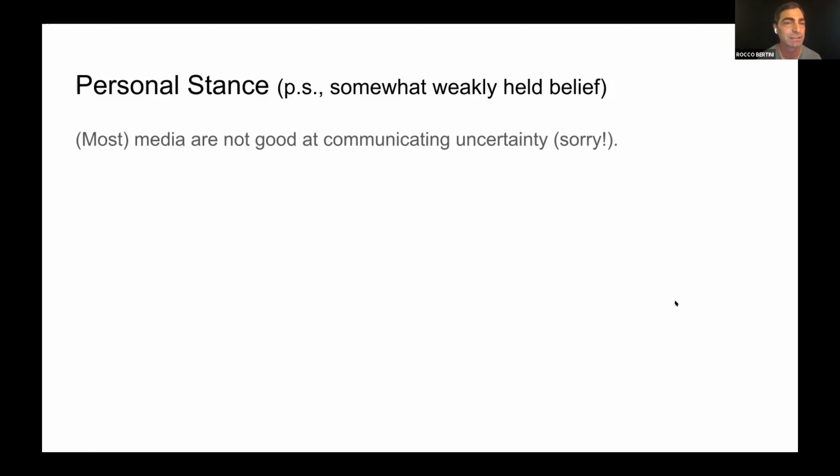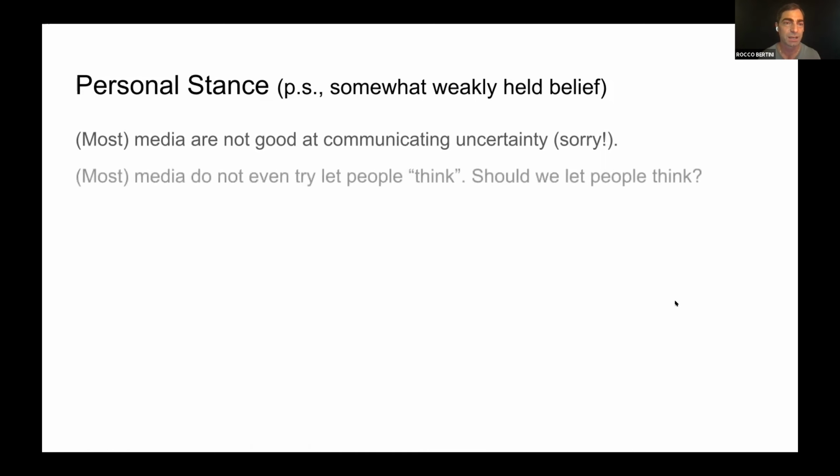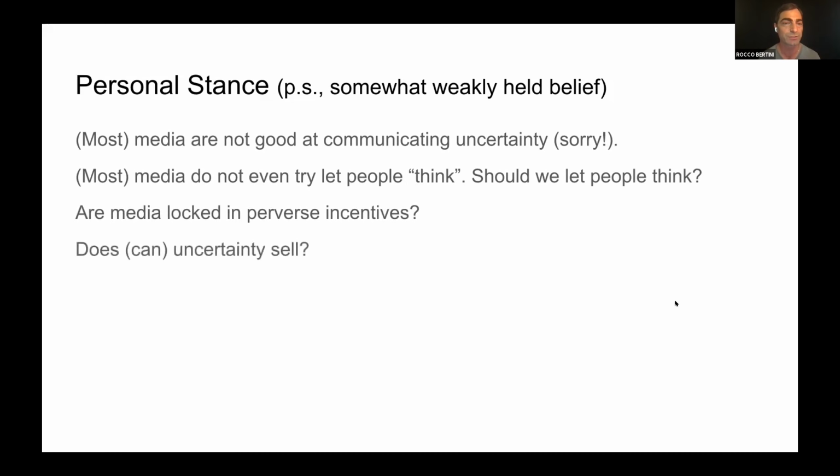I'm going to present in a moment a paper that does some research in this space. I'm not even sure that media try to let people think with uncertainty. And I'm wondering if media are locked in somewhat perverse incentives, because I'm not sure whether uncertainty even sells. So I see a few foundational problems there.